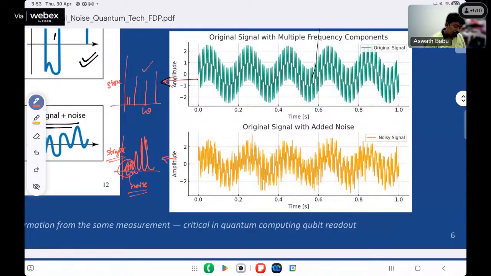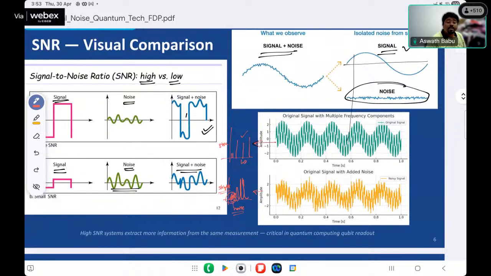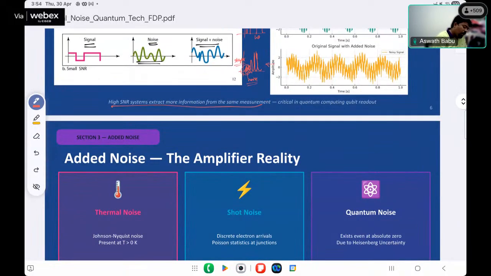Okay, so in this way we can also measure and quantify how good my signal coming from a device is, whether it's a quantum device or even a classical device. So high SNR extracts more information from the same measurement. It's critical in quantum computing. Okay, fine.